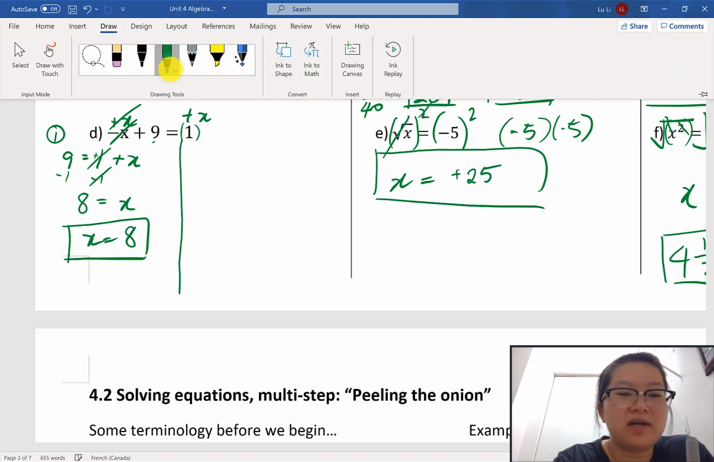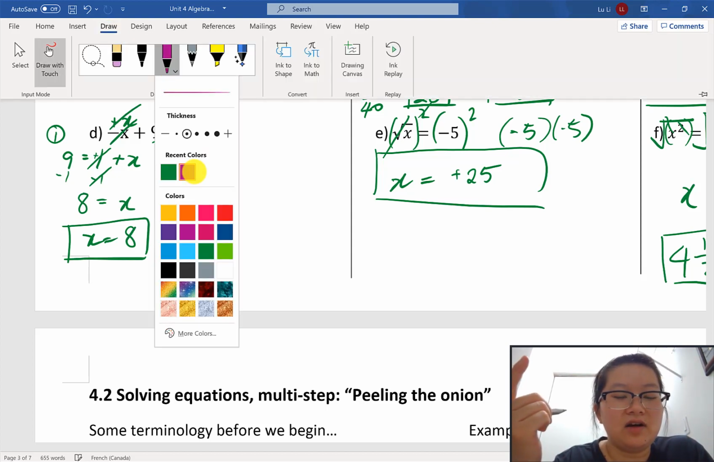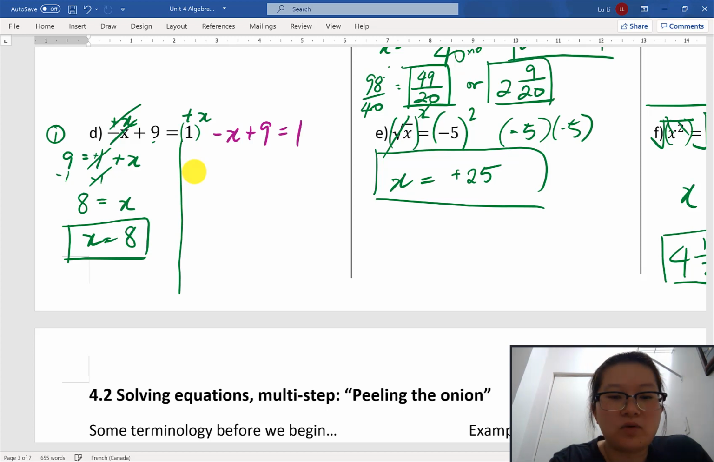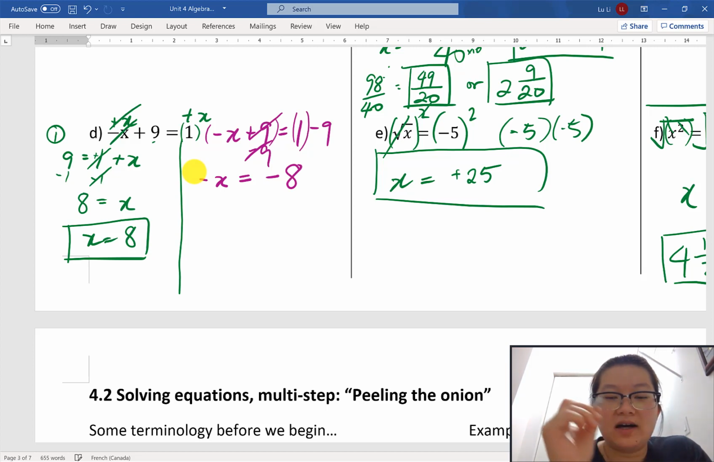The second method is you don't really care where the x is, whether x is positive or negative. So you deal with the 9 first. You try to isolate for the x, and I'm going to move the 9 by subtracting it on both sides of the equation. Don't forget the brackets. So this 9 cancels out with that 9. I get negative x is equal to 1 minus 9. That is negative 8. I have a negative on both sides of the equation. Again, I can cancel the negatives out. I get x is equal to 8.